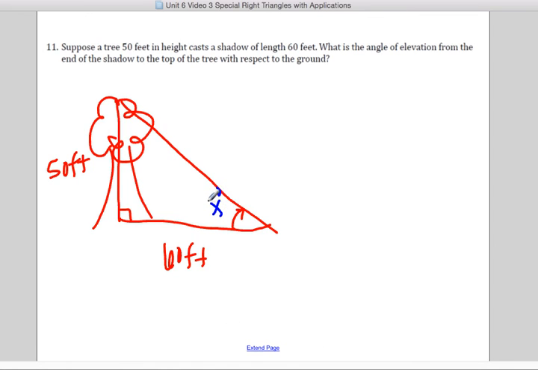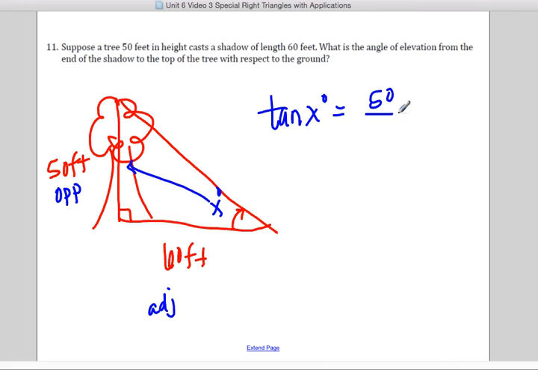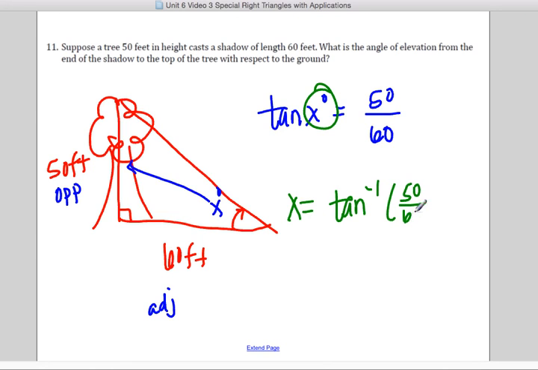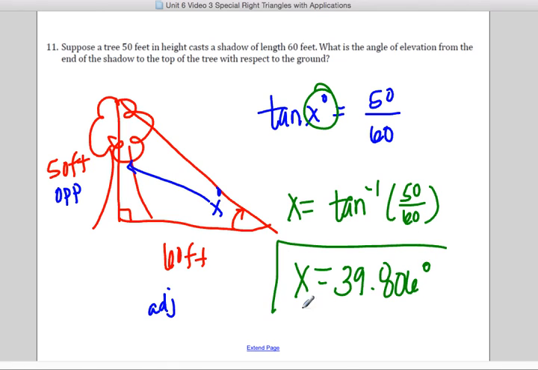So if I'm trying to find this angle, I have my opposite. I have my adjacent. So it's tangent of x is equal to 50 over 60. Remember, whenever you are trying to find that angle, you do the inverse. So it's tangent inverse of 50 over 60. And when you type that in, you would get 39.806 degrees. That is the angle of elevation for that tree.